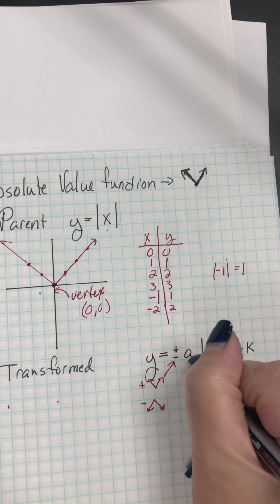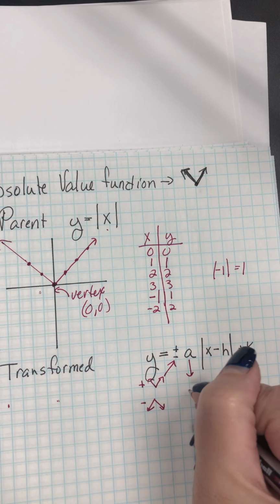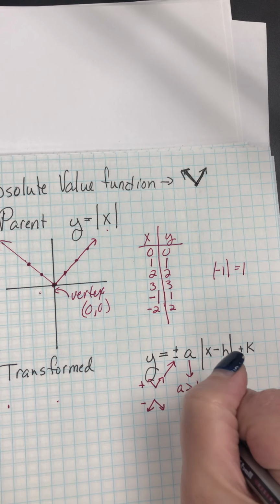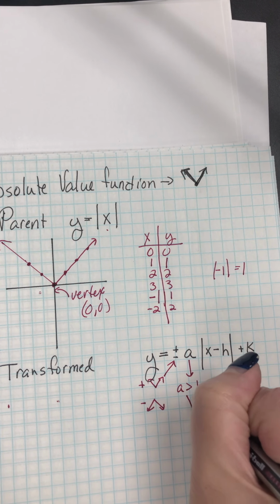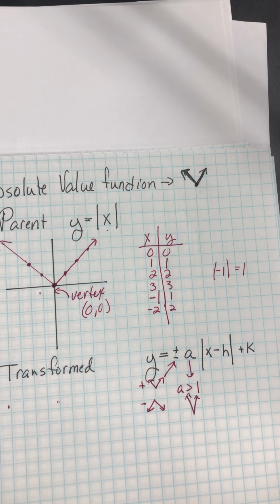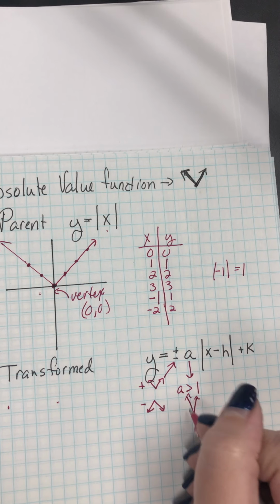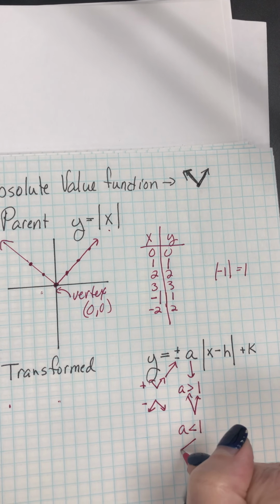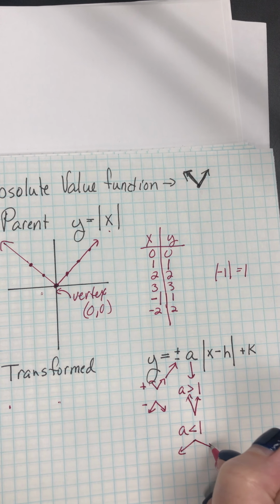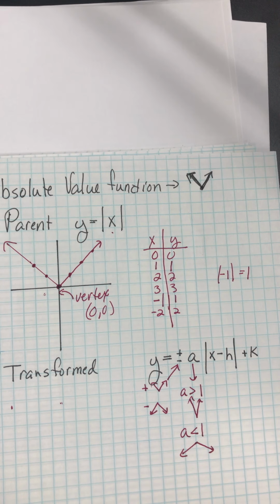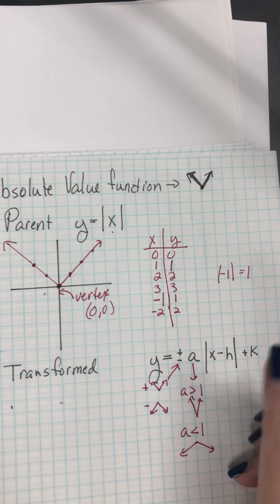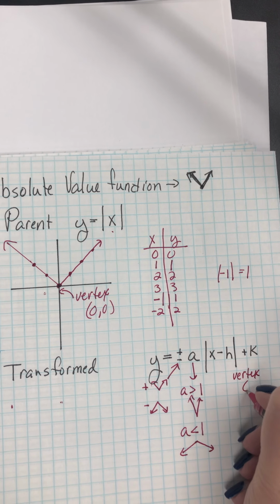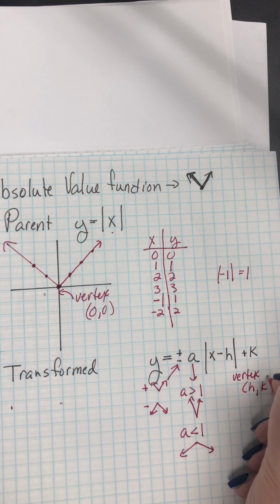Just like before, our a is going to change the overall shape. If it is greater than 1, it's going to be steeper. It is going to go up and down more quickly. It's going to be taller and skinnier. If it is less than 1, it's going to be fatter. It has a less steep slope. Our vertex will always be at (h, k).